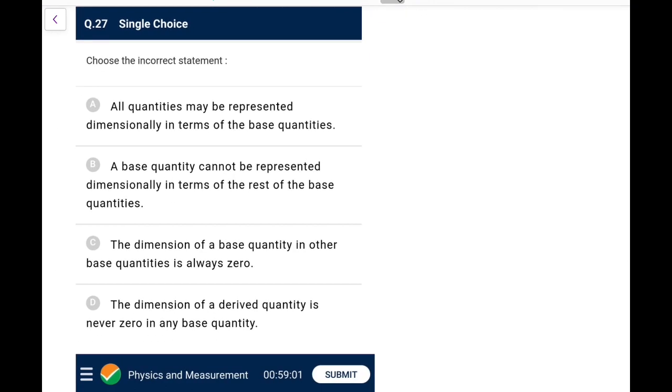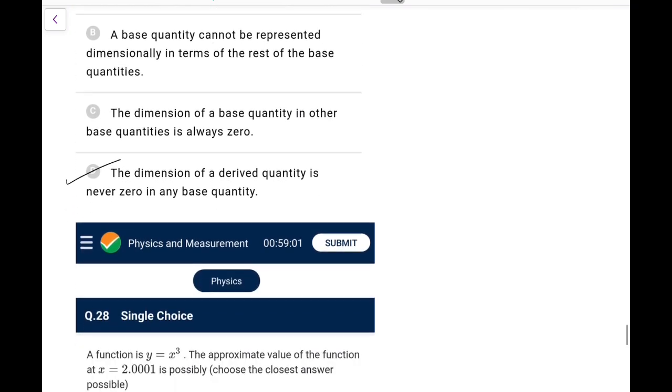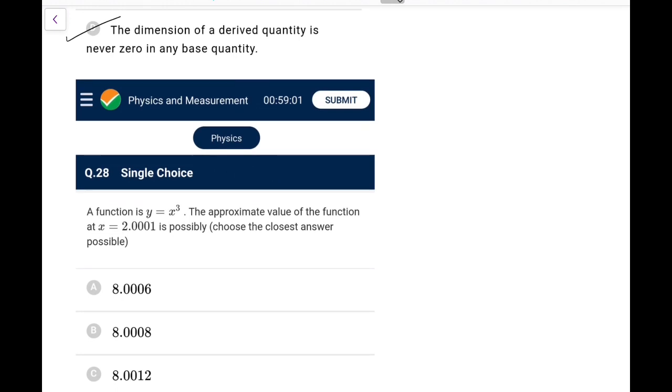Next one, choose the incorrect one. All quantities may be represented dimensionally in terms of the base quantity. Yes. A base quantity cannot be represented dimensionally in terms of the rest of the base quantities. Yes. Dimension of a base quantity in other base quantities is always 0. Yes. So all three are correct. Dimension of a derived quantity is never 0 in any base quantity. This is a false statement. It can be 0 in many. For example, if you talk of volume, except length, it is 0 in all other base quantities.